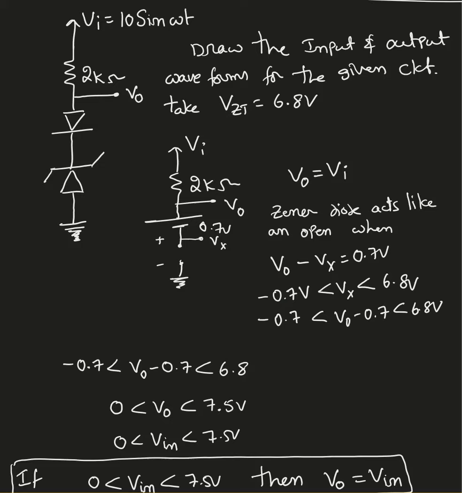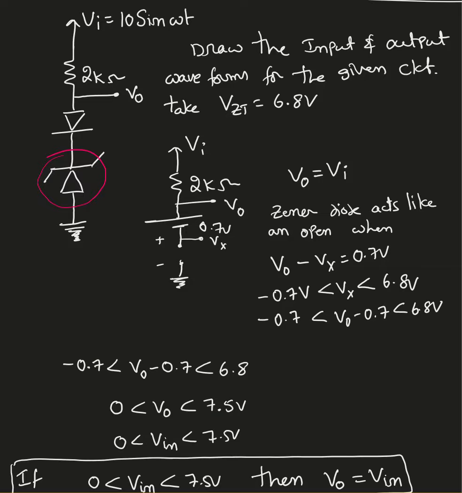In this video, I'm going to talk about a clipper circuit where a Zener diode is present. So here, this is a Zener diode. We know that a Zener diode acts like an ordinary diode in forward biased condition, and in reverse biased condition, it acts like a voltage regulator.